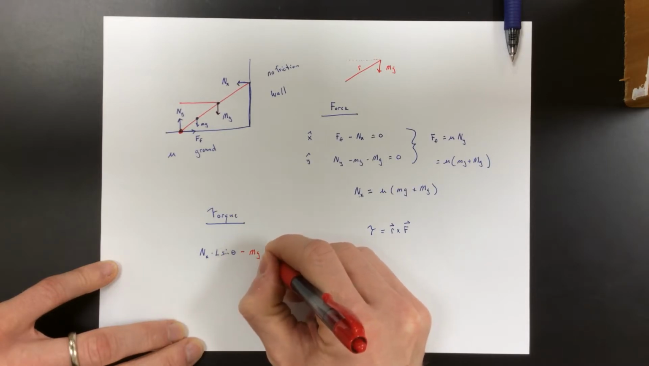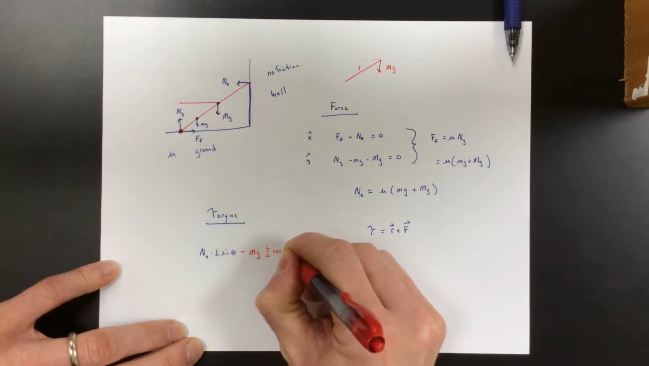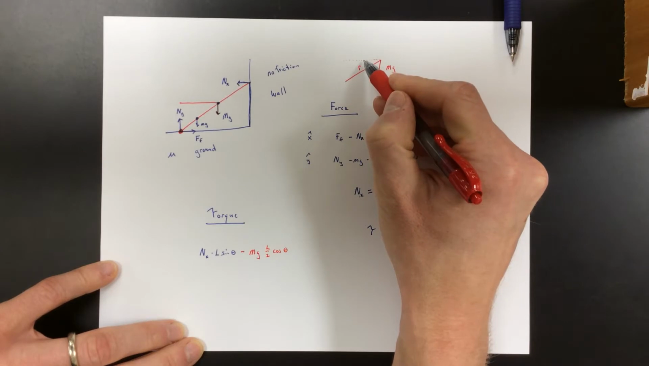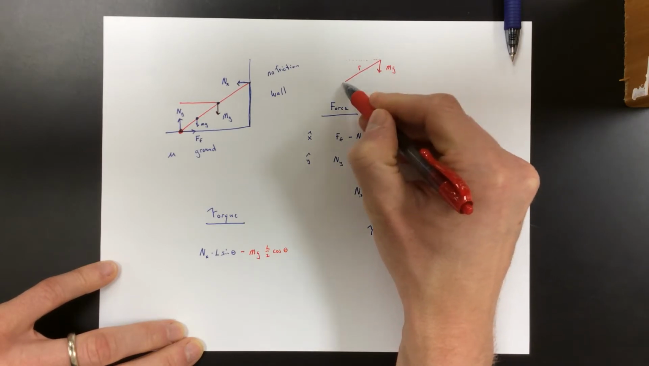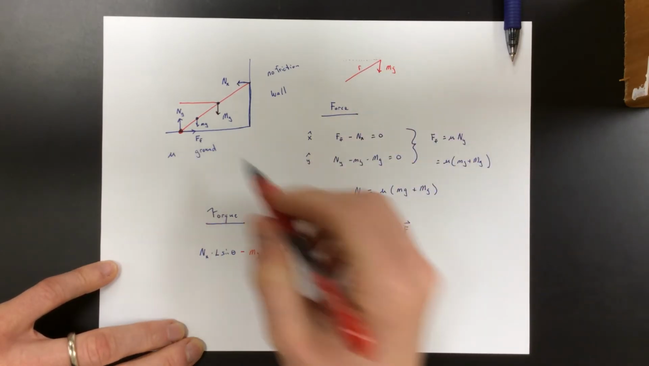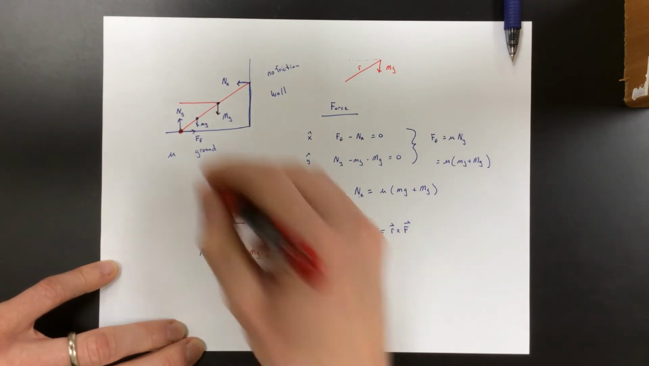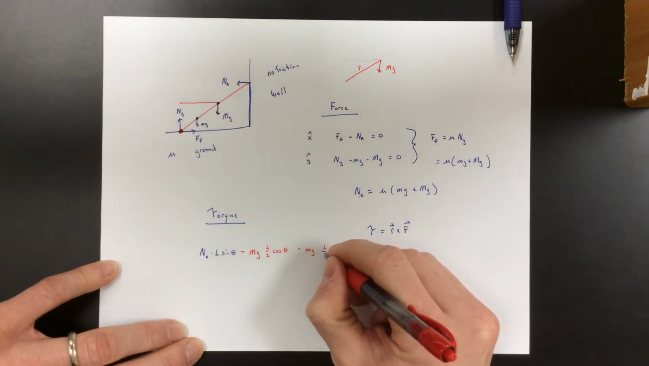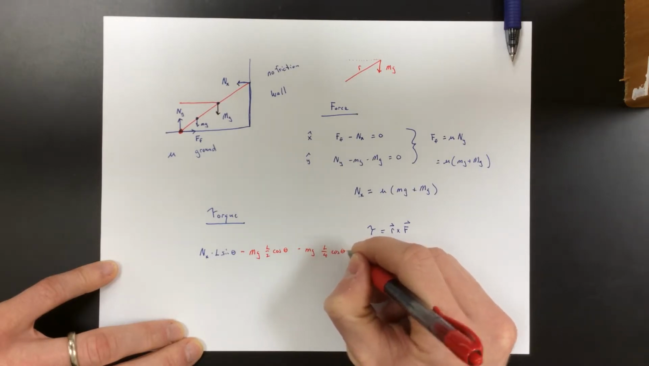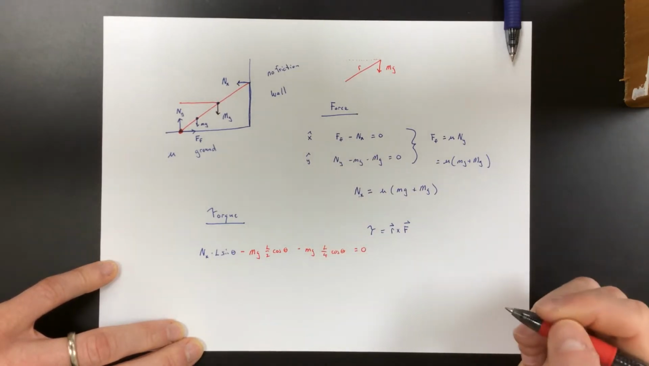mg L over 2 cosine theta. L over 2 cosine theta gives this. L over 2 is this distance, L over 2 cosine theta is that. And then we do the same thing for the firefighter. And again, that's a little mg. And if he's a quarter of the way up the ladder, it's L over 4 cosine theta. And again, the torques have to be 0.